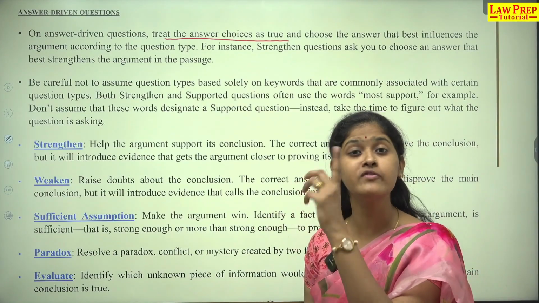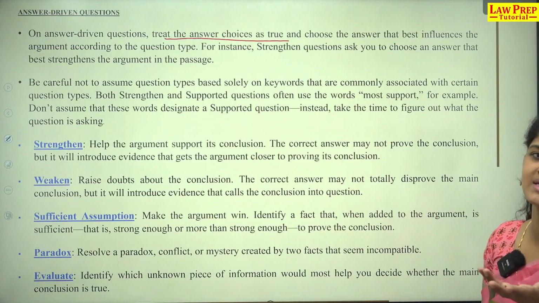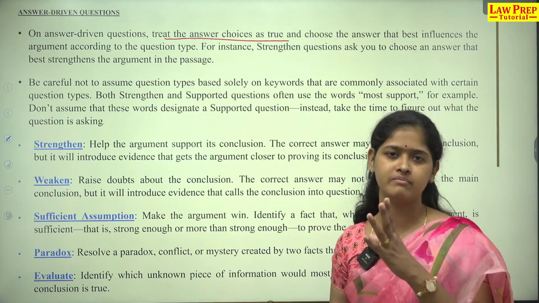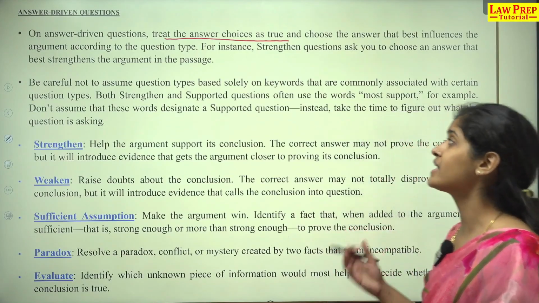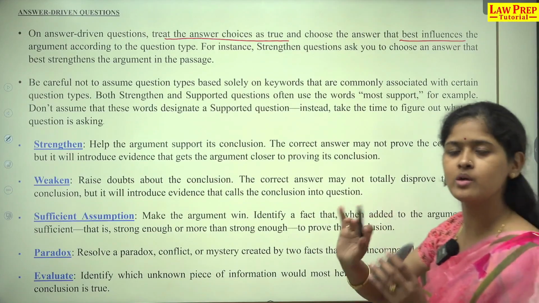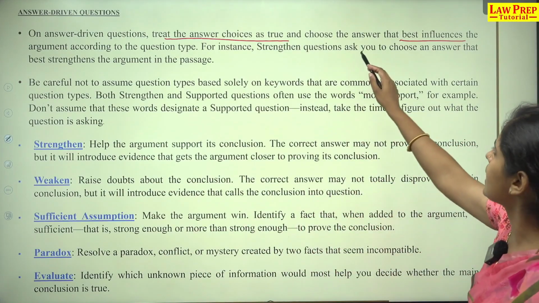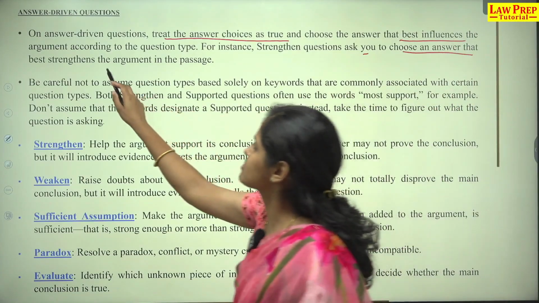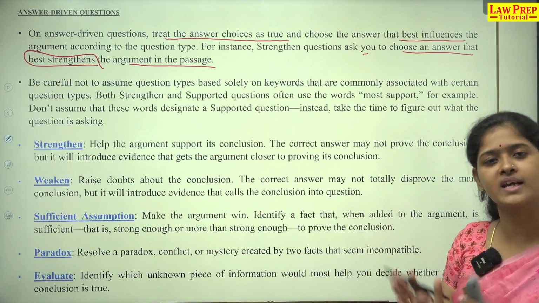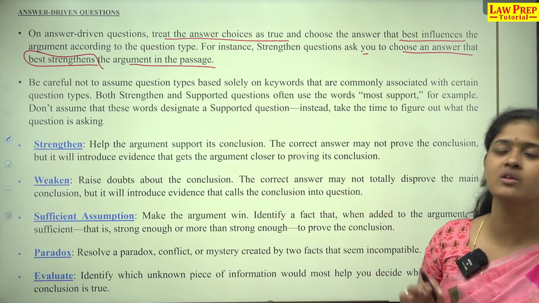Strengthening, weakening is written if true. Because they have to make you believe that these are true things. Just take the answer. Do not think about the possibility. Ye hoga kaise, that's not your point of worry, right? You take it as true. Choose the answer that best influences the argument according to the question type. That's your only job. Okay. For instance, a strengthen question asks you to choose an answer that best strengthens the argument in the passage. Take the answer which directly does the job. Okay, take it as true and directly solve your question.